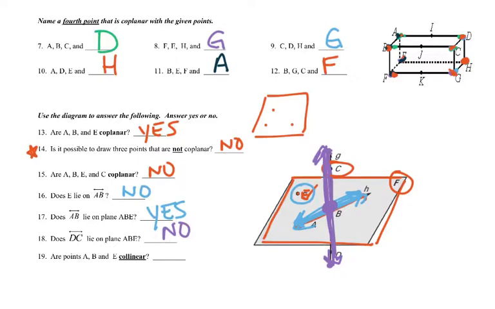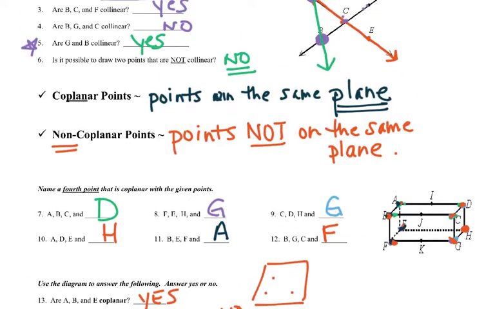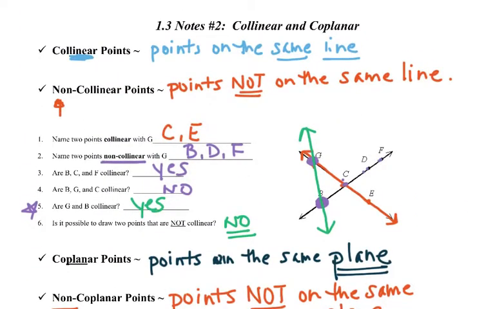Last question, are A, B, and E collinear? Are these 3 points on the same line? No, they are on the same plane. They are not on the same line. So here you have your notes on collinear, non-collinear, coplanar, non-coplanar.